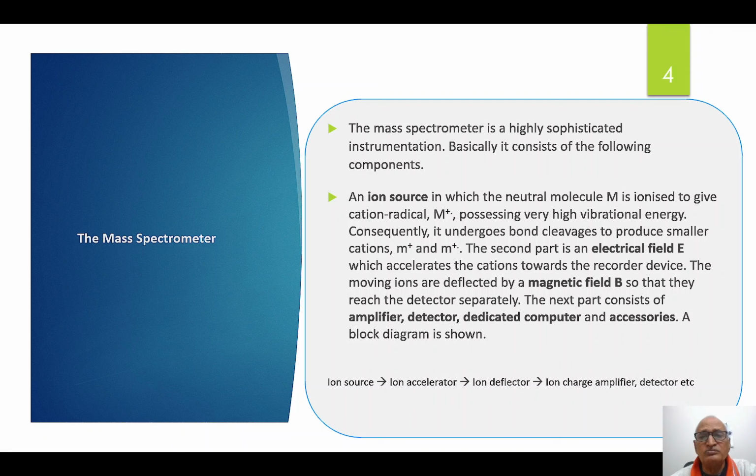The second part of this instrument is known as the electrical field E. This field accelerates the ions toward the recorder device. The moving ions are deflected by a magnetic field B so that they reach the detector separately. The next part consists of amplifier, detector, dedicated computer, and accessories. The block diagram is shown below. It is ion source, ion accelerator, ion deflector, ion charge amplifier, detector, etc.